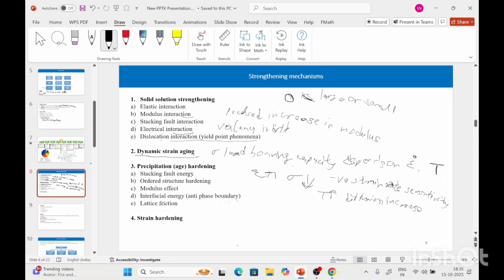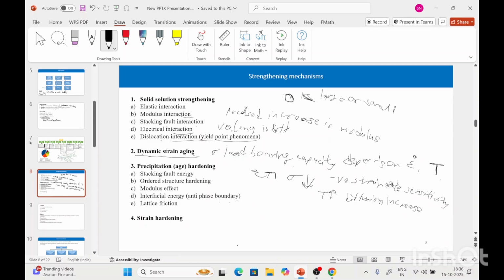The third type of strengthening is precipitation or age hardening, which means if we heat treat some aluminum alloy, some type of precipitates form in the material, and those precipitates will hinder the dislocation motion by five methods. Because of that, dislocation hindrance occurs, and that results in hardening, which improves the strength of the aluminum alloy.